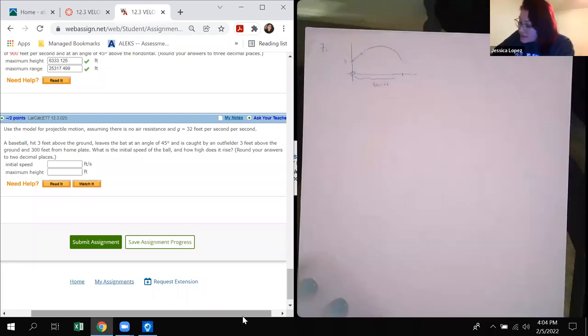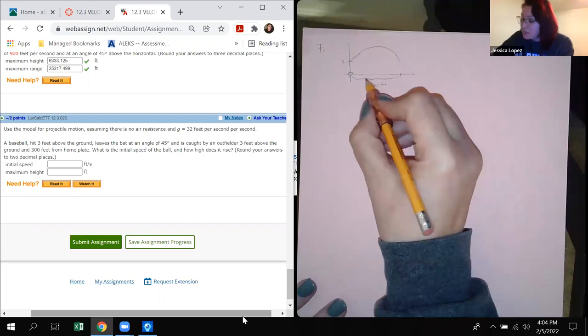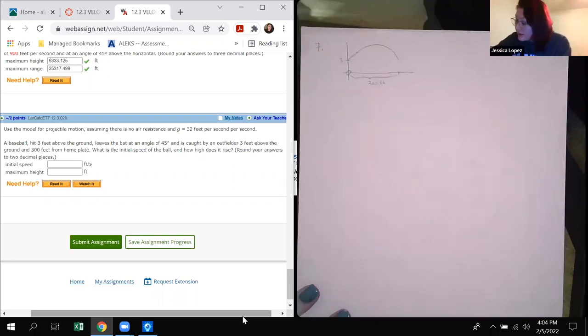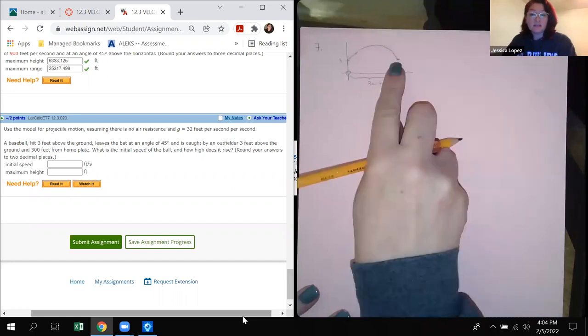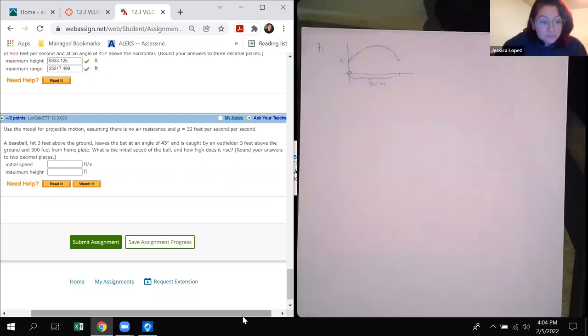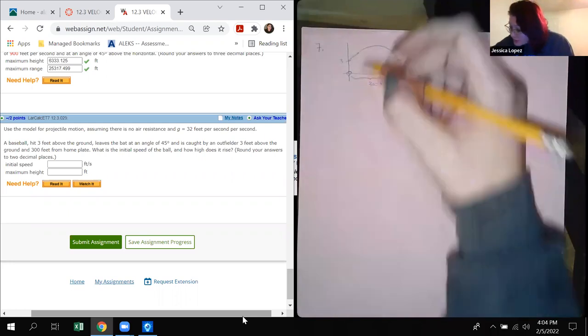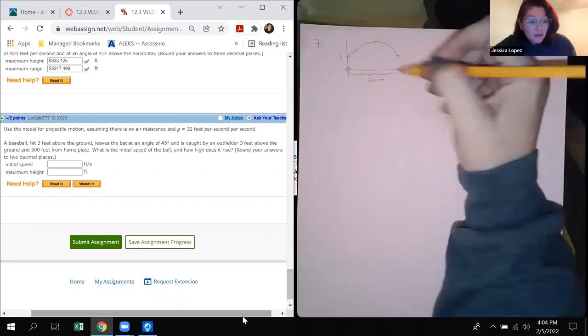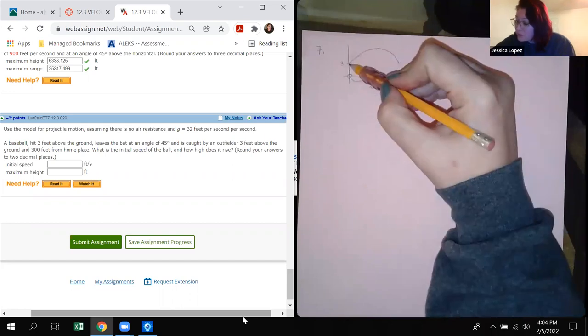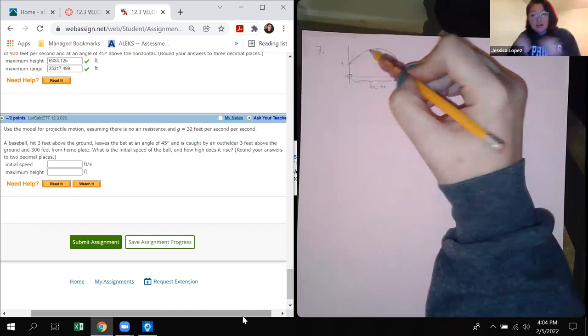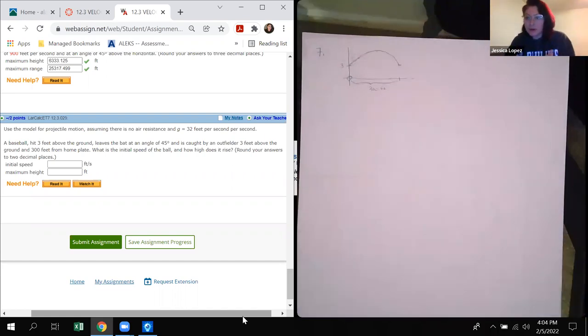So that's why they're not asking me for the range, because they are giving me that range, okay? And I know that the ball's being caught at the same 3 feet at which it was hit. What they are asking me for, though, is this max height. And even though I know this is a 45 degree angle, they're also asking how hard he hit it, like how much velocity, in feet per second, did this person hit this ball? So we need to figure this information out.